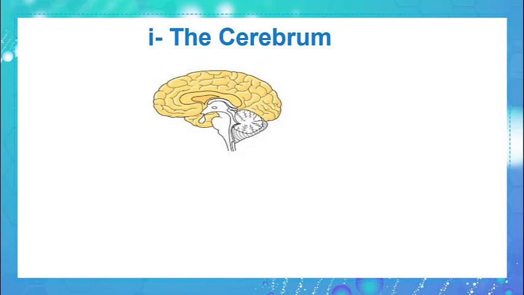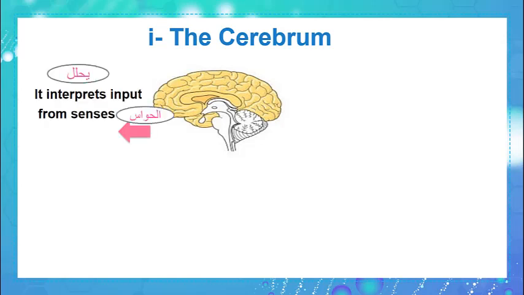The cerebrum. It is the largest part of the brain. The cerebrum has three main functions. First, it interprets input from the senses. Like when you catch a smell in the kitchen, the cerebrum analyzes this smell and lets you recognize that your mother had prepared tasty cookies.